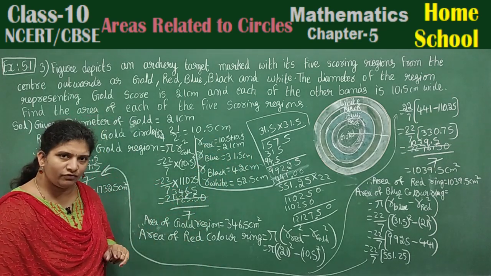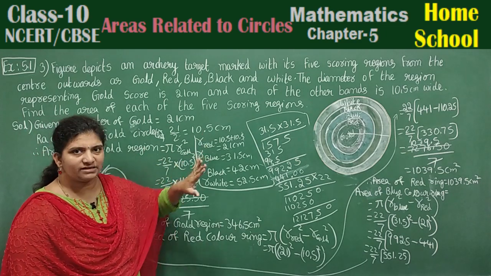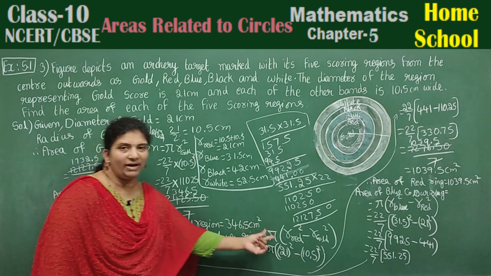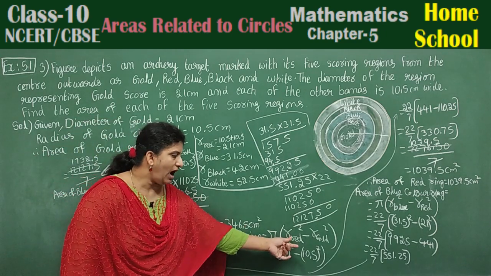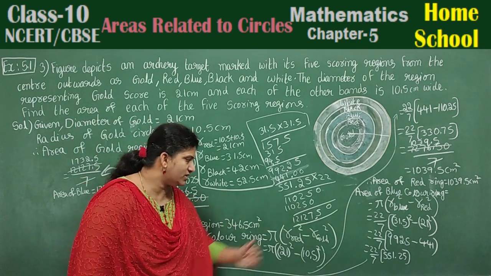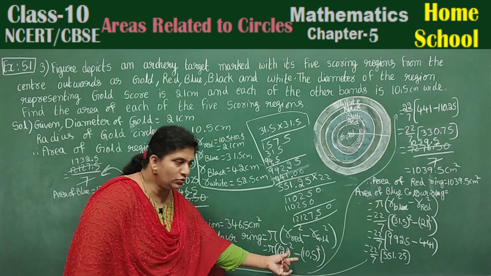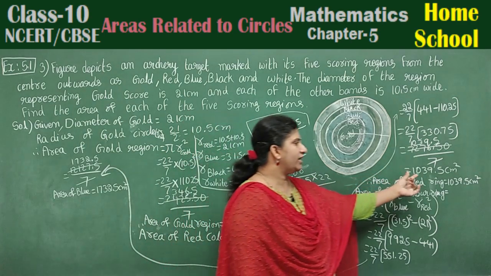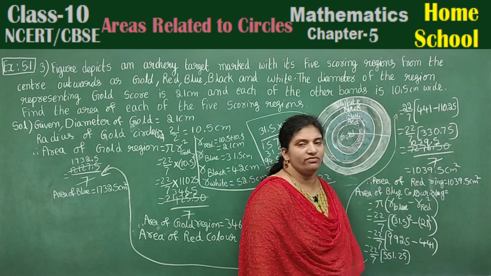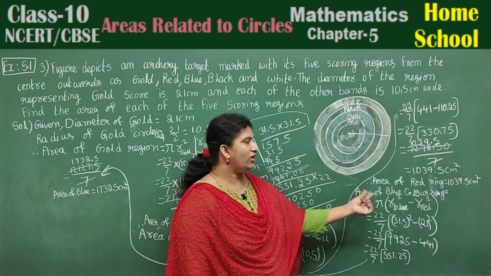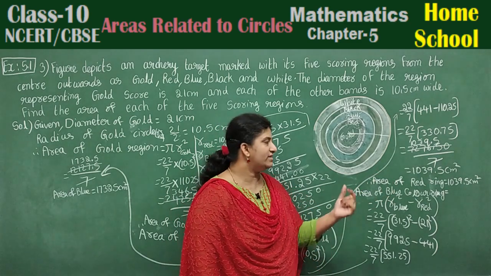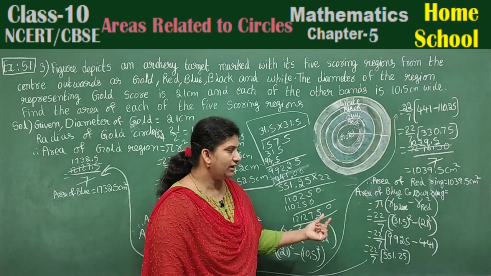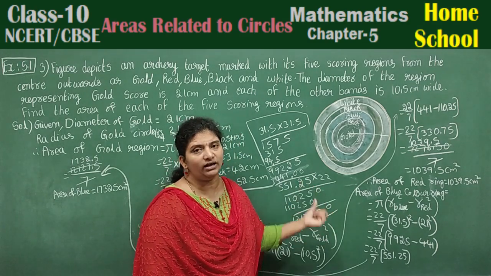Red color ring, if you want, area of full red circle minus area of gold circle. That is pi, take out common, r red square minus r gold square. If you substitute and subtract, multiply with 22 by 7, you are going to get an answer of 1039.5 centimeters. Area of red color ring is equal to 1039.5 centimeters square.